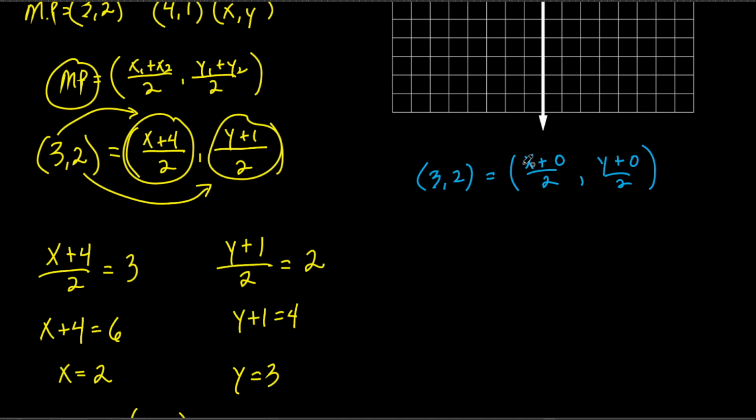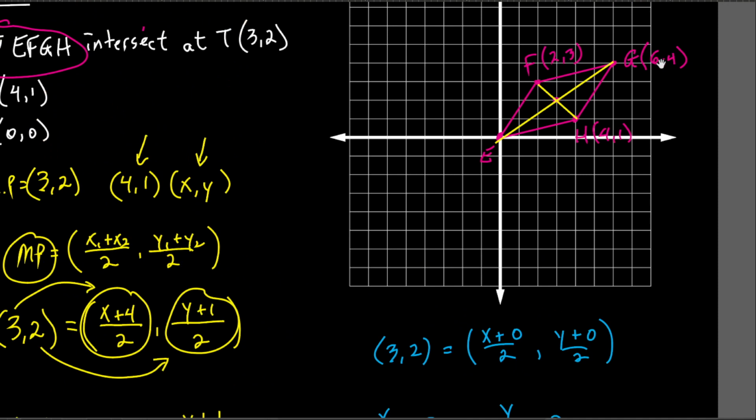So what's x plus 0? It's just x over 2, isn't it? X plus 0 over 2 is equal to 3, but x plus 0 is just x. All right, so x over 2 is 3, and then y plus 0 is just y over 2, and that's equal to what? This 2 right here. Multiply by 2, x is 6. Multiply by 2, y is 4, so your ordered pair should be 6, 4. Is that the one that we found up here? Absolutely. It's 6, 4. It's pretty cool, isn't it?